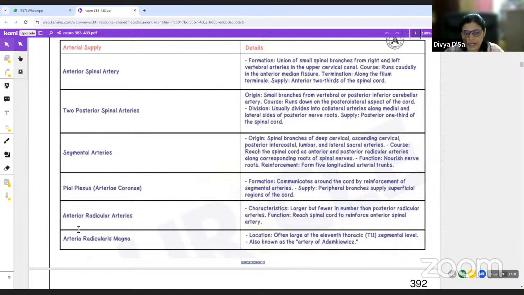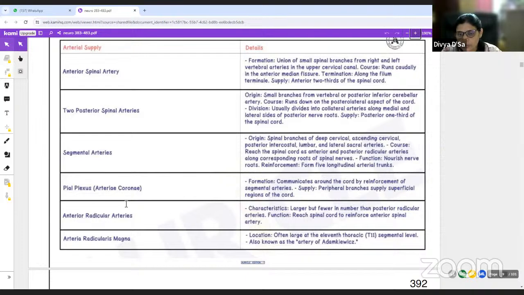Then we have the segmental arteries. Segmental arteries are the spinal branches of the deep cervical, ascending cervical, posterior intercostal, lumbar, and lateral sacral arteries. These will be forming a circle there, we will come to that. They reach the spinal cord as anterior and posterior radicular arteries along the corresponding roots of the spinal nerves, and they nourish the nerve roots.